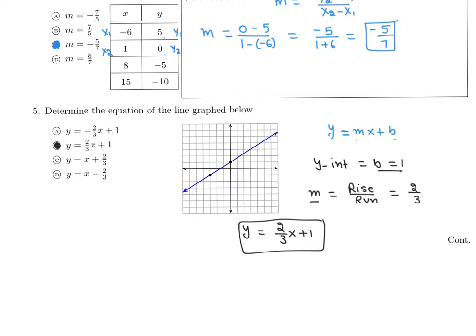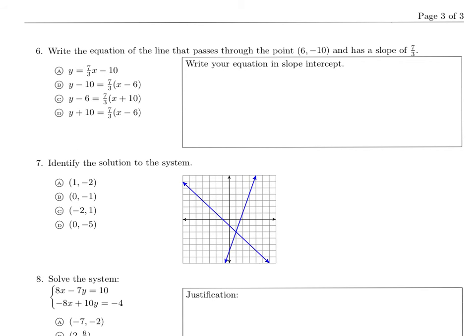So the answer is B. Question number 6, you're going to write the line that passes through this point, and we can call it x1, y1, and you have a slope of m equals 7 over 3. The formula that I'm going to apply is y minus y1 equals m times x minus x1. So I'm going to plug in y1 as negative 10, m as 7 over 3, and x1 is 6.